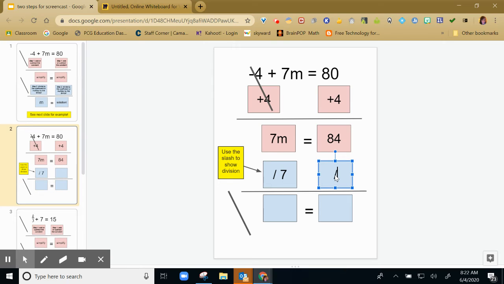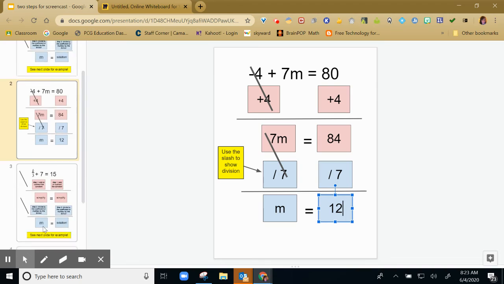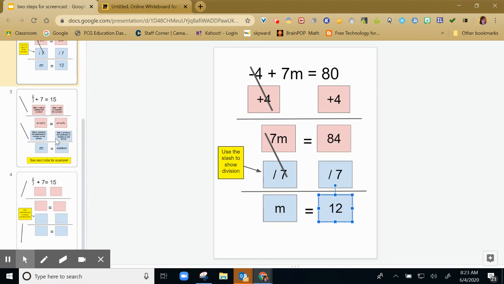Divided by 7. And now these 7s are also going to cancel out. So that all I have left on the left side is m. That's good because my whole goal here is getting the variable by itself. And then 84 divided by 7, remember that you're dividing here, is 12. And I'm done.